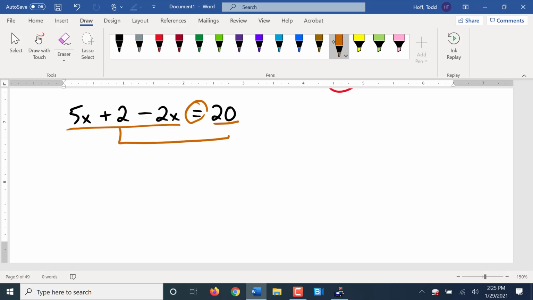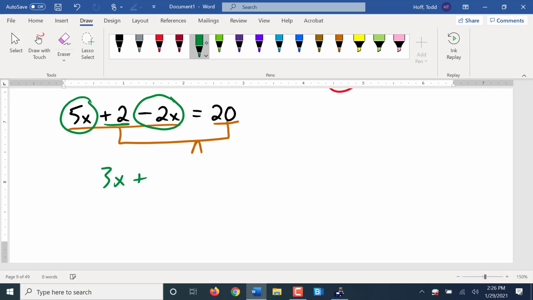Perfect. If we go back to the idea of the balanced scale, they're on the same side of the scale. So we can just push them together in one big pile, and it won't change the way the scale balances. We can combine the like terms, exactly. So 5x plus a negative 2x is 3x. We still have the plus 2, so it's 3x plus 2 equals 20.